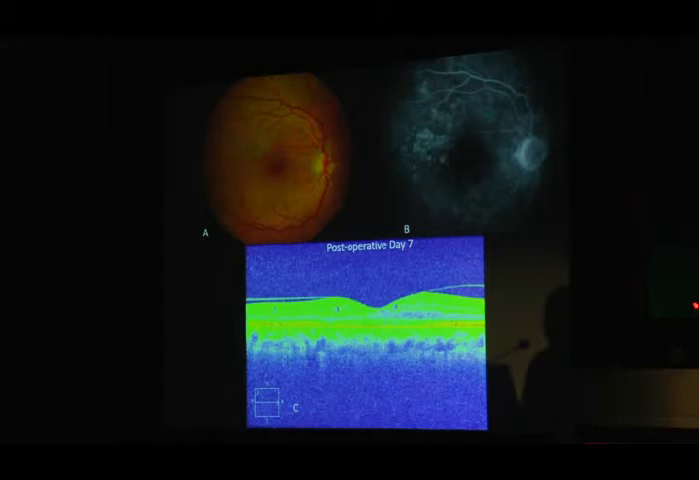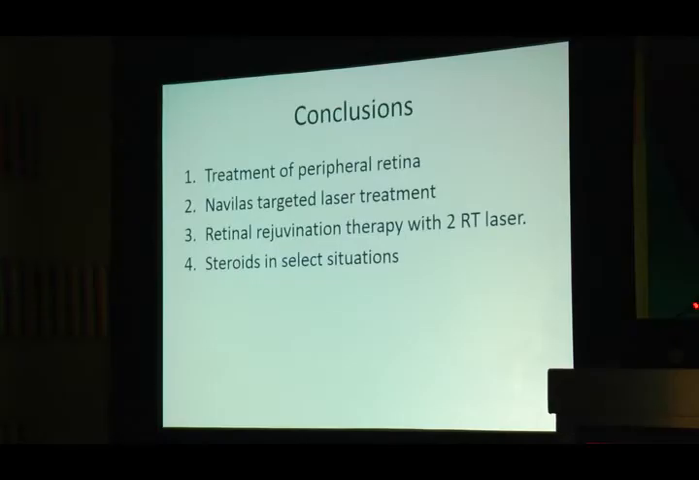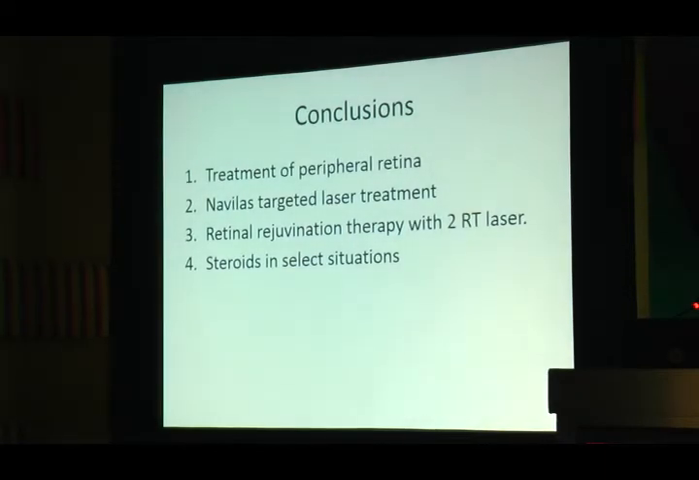It is the IL-6, primarily, and prostaglandins. So you have to treat it with this. So to conclude, it's important to look at the peripheral retina and treat it, even for diabetic macular edema.